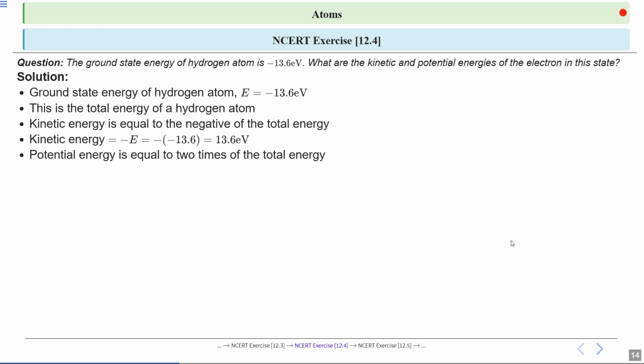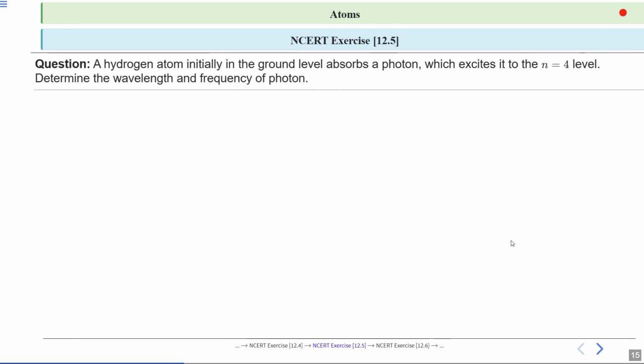Next, let's find the potential energy. For the hydrogen atom, the potential energy is always twice the total energy. Calculating this, PE equals 2 times E, so 2 times minus 13.6, which equals minus 27.2 electron volts. The negative sign shows that the electron is in a bound state.